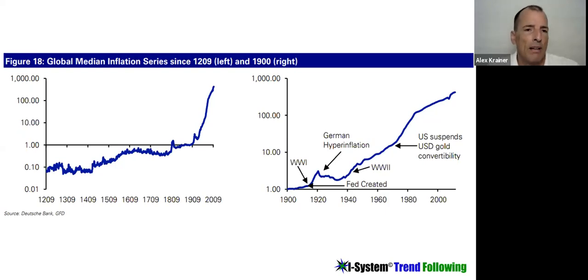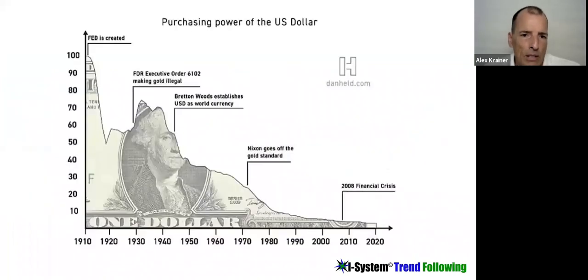So on the left, you have the median inflation series since 1209, and on the right you have it over the 20th century and into the 21st century. As you can see, there has been a phase change and the situation is very different. Now, what it means for us is that the purchasing power of your money is continuously being eroded, which everybody understands, even if they don't think about it intuitively.